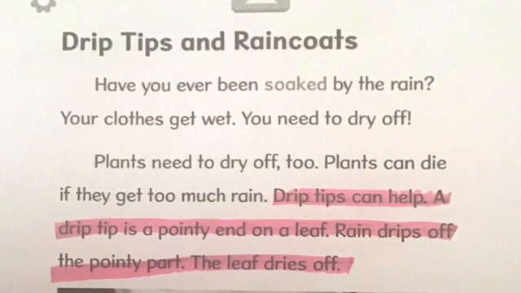I am going to pick the answer C. Drip tips help water fall off the leaf. We can find this on the page titled Drip Tips and Raincoats. Although it says a drip tip is a pointy end on a leaf, that doesn't tell us how it helps the plant. It tells us later that drip tips help water fall off the leaf, so the answer is C.